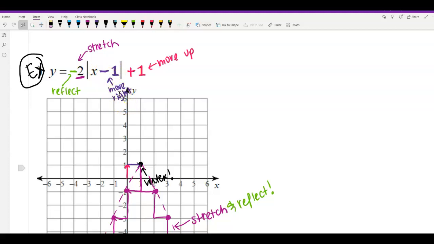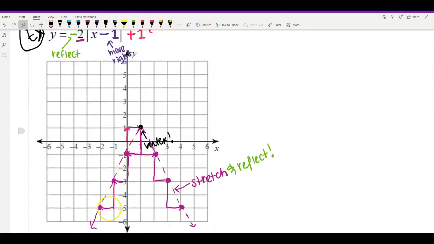So the first thing I did was graph my new vertex point by moving up, left, down, or right. In this case, it's just right and up. So I went from 0, 0, which would normally be where my vertex is, up 1, right 1, and that gave me my new vertex point. Then I used my 2 and the negative sign to graph my new slopes. So I went down 2 because it was negative, and then to the right 1 and to the left 1. And then from each of those points, I went down 2, right 1, down 2, left 1, etc., etc. And so that gave me each of my V-shaped sides for that graph.